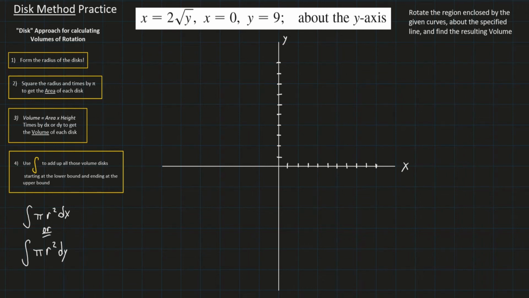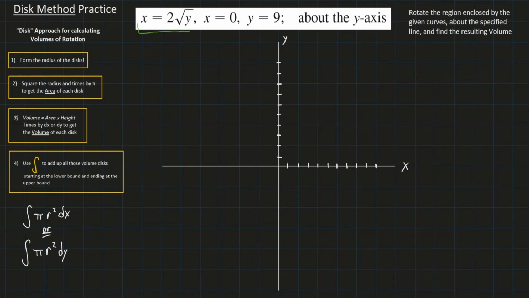So in this video, we're going to get a lot of practice with the disk method of calculating 3D volumes. We're going to take some areas and rotate them about the y-axis, the x-axis, and any vertical and any horizontal axis, just to give you a feel for any type of disk problem you'll be asked to solve. Alright, so let's start with this one.